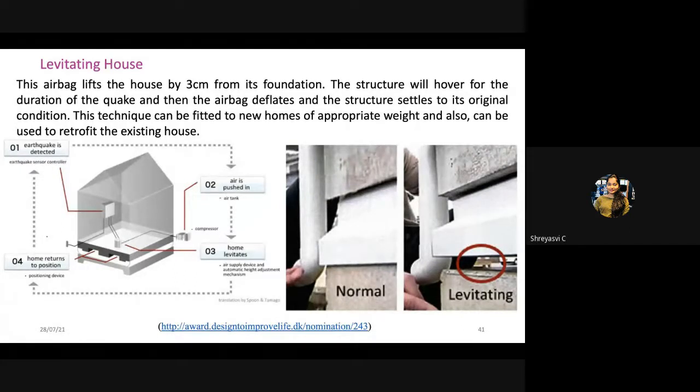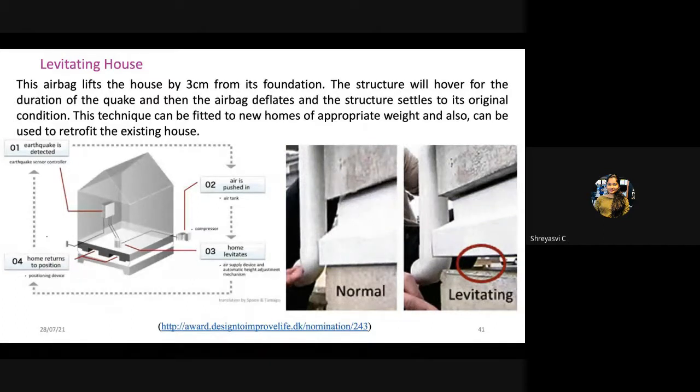So the sensor detects that the earthquake is about to occur, and immediately this is fitted with a compressor here. The compressor pushes a huge amount of air, wherein the structure is lifted a few, 1 or 2 centimeters above, so that when the earthquake actually happens, it is the base which is going to shake, whereas the structure is already levitated. And then after 1 minute or 2 minutes, it comes back to its original position.